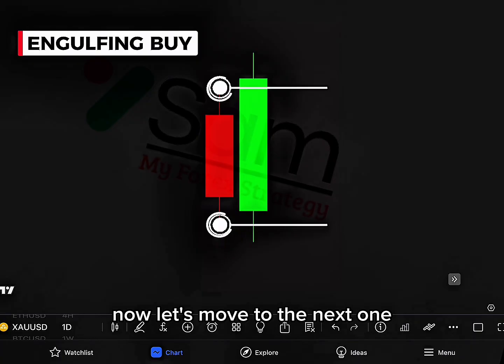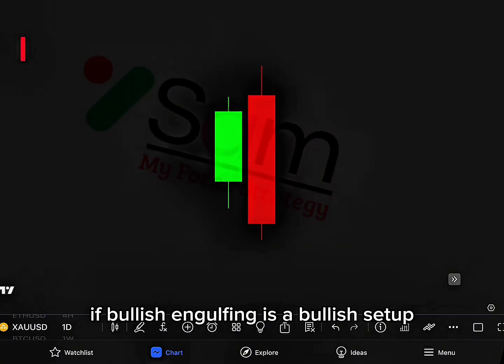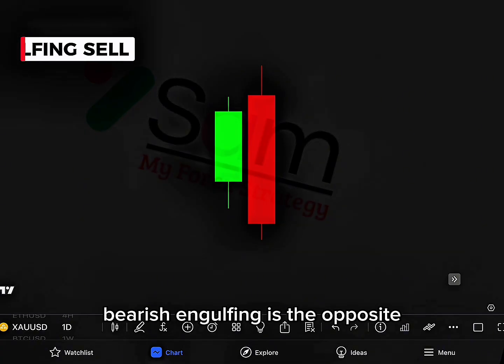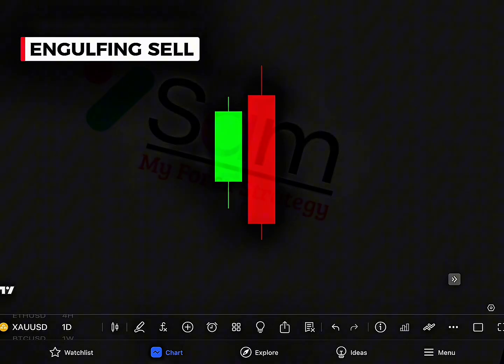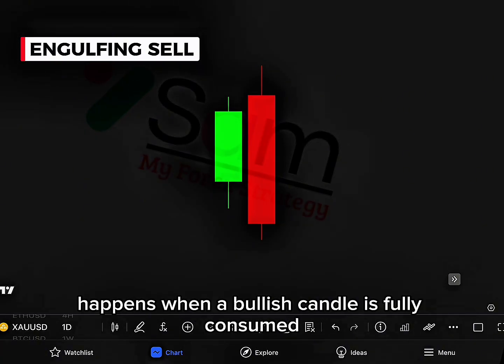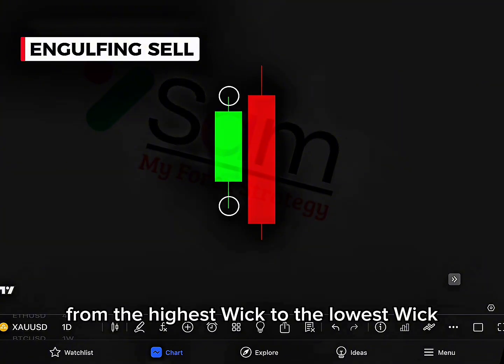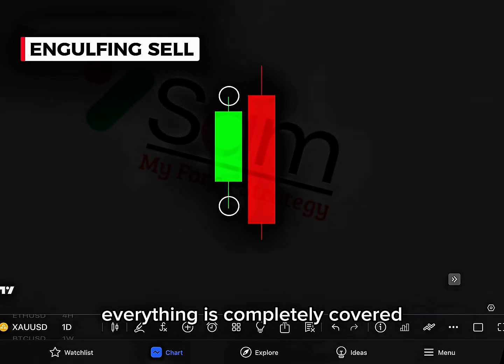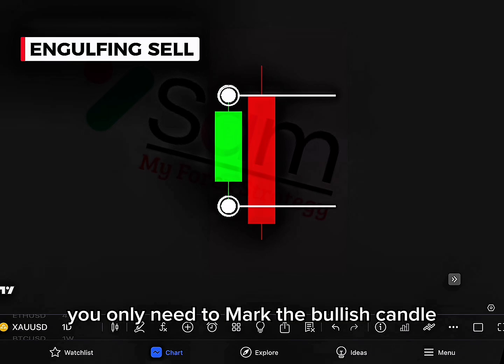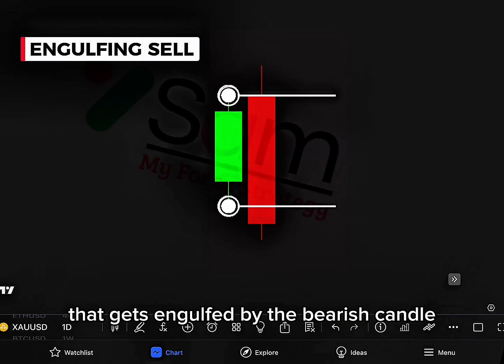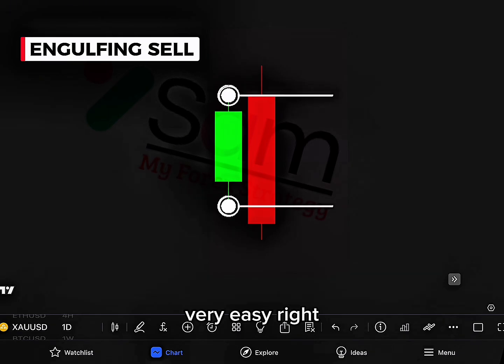Now let's move to the next one, bearish engulfing. If bullish engulfing is a bullish setup, bearish engulfing is the opposite. A bearish engulfing happens when a bullish candle is fully consumed by a bearish candle. From the highest wick to the lowest wick, everything is completely covered. The marking process is just as simple. You only need to mark the bullish candle that gets engulfed by the bearish candle. Very easy, right? Now let's move to the next tool.